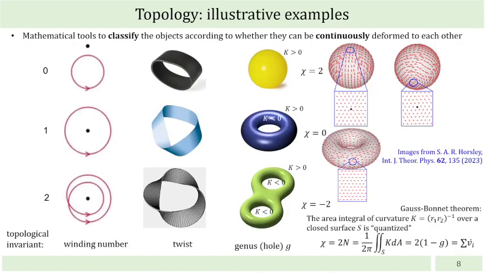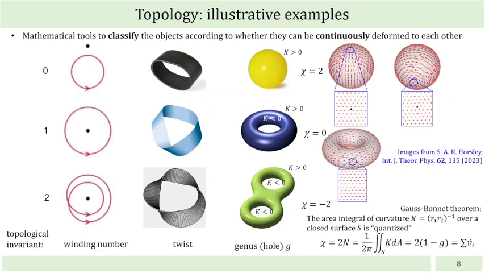So topology is basically a set of tools developed by mathematicians to classify objects according to whether they can be continuously deformed to each other. Objects from different classes can be characterized by quantized numbers, the so-called topological invariants, and they are sort of global characteristics of the system, such as the number of holes in three-dimensional bodies. They can be defined in different ways.